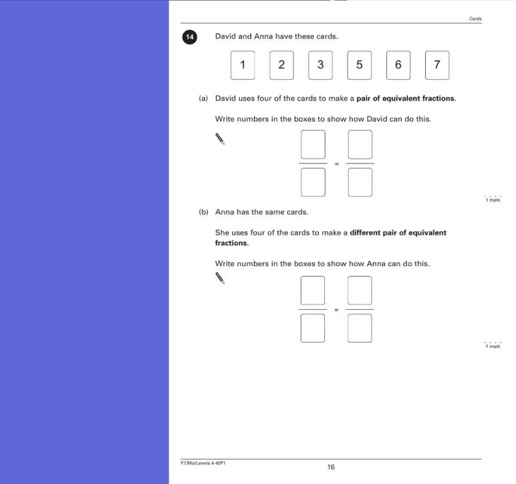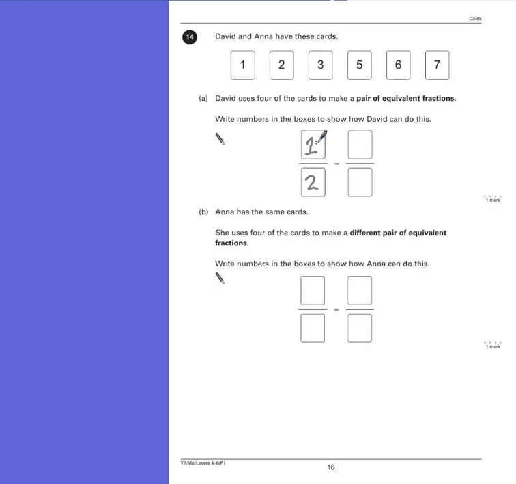So we're looking for two fractions that mean the same thing. And one way to identify this is if you multiply the top number by something and you multiply the bottom number by that same value. We could try an experiment by putting a half to start off with, using the numbers 1 and 2.